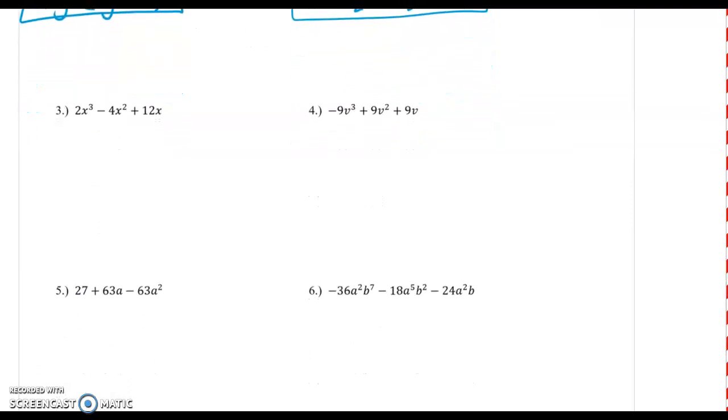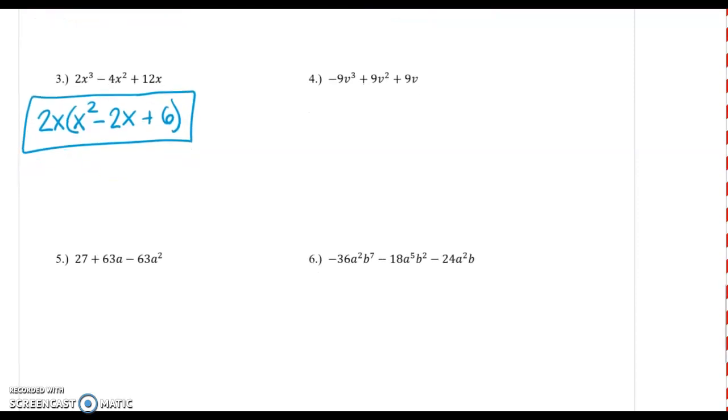All right, so for number 3, my GCF would be 2x, and I would have left over x to the 2nd minus 2x plus 6. Okay, I'm going to distribute this back in to get 2x to the 3rd minus 2x to the 2nd plus 12x.